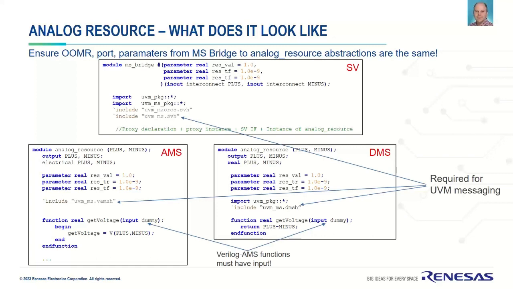Yeah, and things like you could have a mixed signal bridge and in there a proxy that calls functions within the analog resource. What you've got to remember is SystemVerilog is really powerful, modern. Verilog-AMS is quite old. Verilog-AMS requires that there's an input to a function even if it's not used. So you have to replicate that in your SystemVerilog version. You have to go to the lowest denominator, which unfortunately is Verilog-AMS.